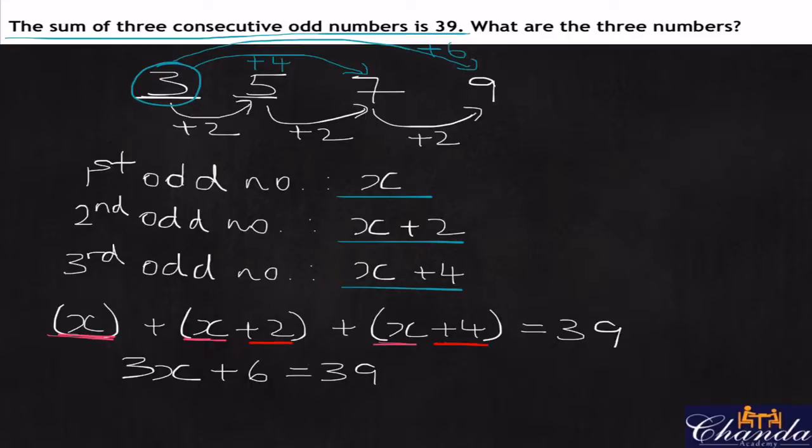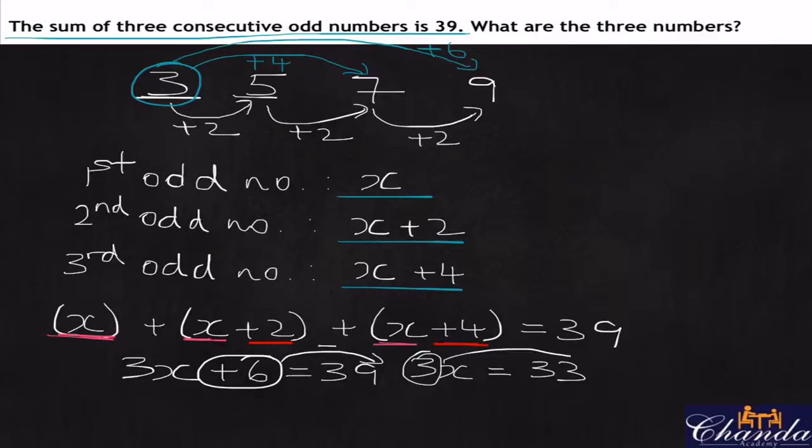Now, again, using our knowledge of algebra here, guys. If I was to take that plus 6 over to the other side, I would make it into a minus 6, because we know that the opposite of a plus is a minus. So this becomes 3x is equal to 39 minus 6, which is simply 33. Then, to get the x on its own, I would take that 3 over to the other side as a division. And that would become x is equal to 33 divided by 3, which is equal to 11.